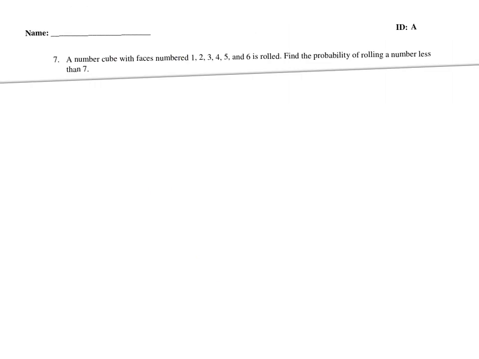All right, next up here, it says a number cube has the numbers 1 through 6 on it. The probability of rolling a number less than 7, that is going to be 1, or 100%, or 6 out of 6. All those numbers are less than 7.